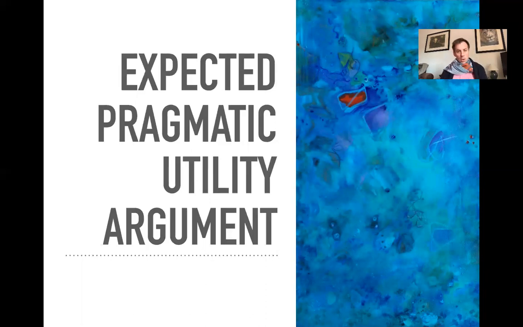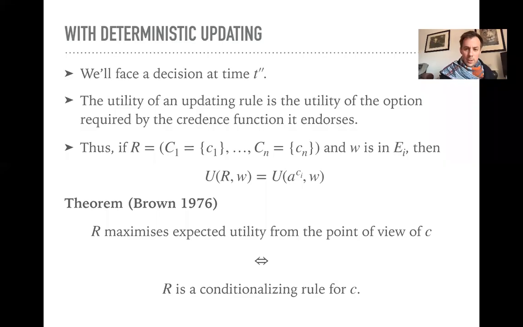Okay, good. So next argument up is the expected pragmatic utility argument. So in the Dutch book argument, you face decisions at the earlier time. Should I accept the bets? Should I not accept the bets? And also at the later time. Should I accept the bet? Should I not accept the bets? In the expected pragmatic utility argument, there's only a single decision that you'll face. And it's going to happen after you've received your evidence.